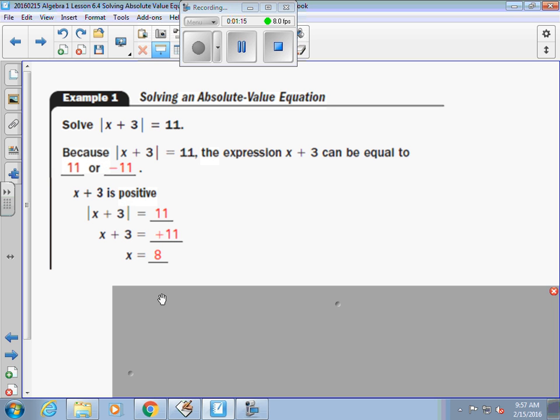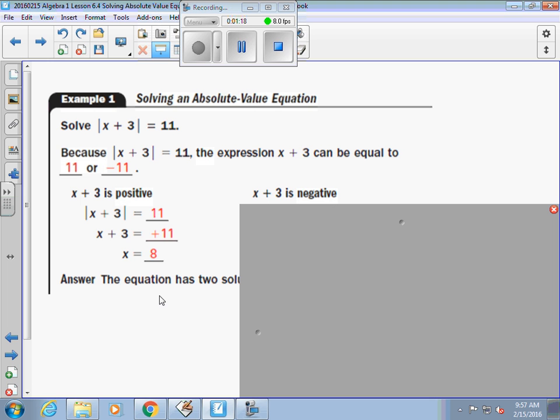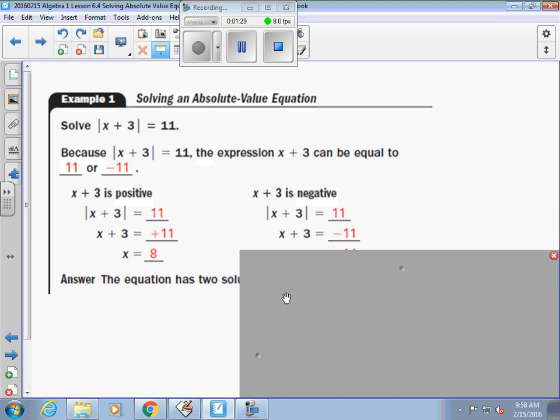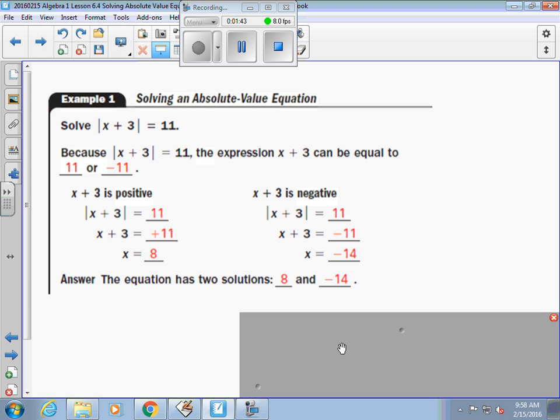That's solving it as a positive number. You can also solve it as a negative number. In fact, it's not that you can also solve it. You have to solve it both ways. The other way, when x plus 3 is negative, x plus 3 is equal to a negative 11. Again, you lose the absolute value symbols. You make one positive, you make the other negative. Again, you subtract 3 to undo the plus 3, just like we did for the first equation, and x is equal to negative 14. So you have two answers. You have 8 and you have negative 14.